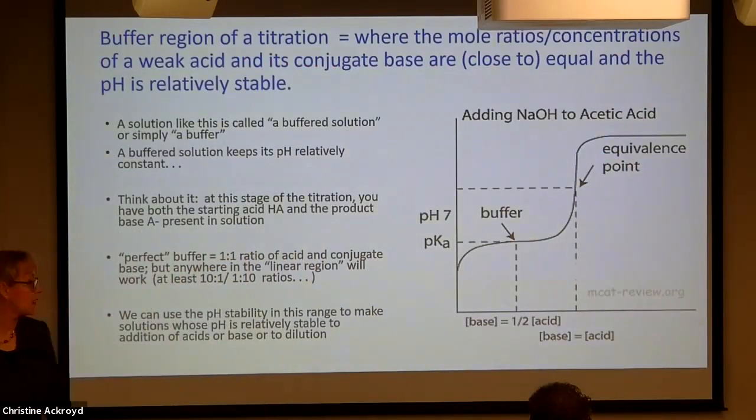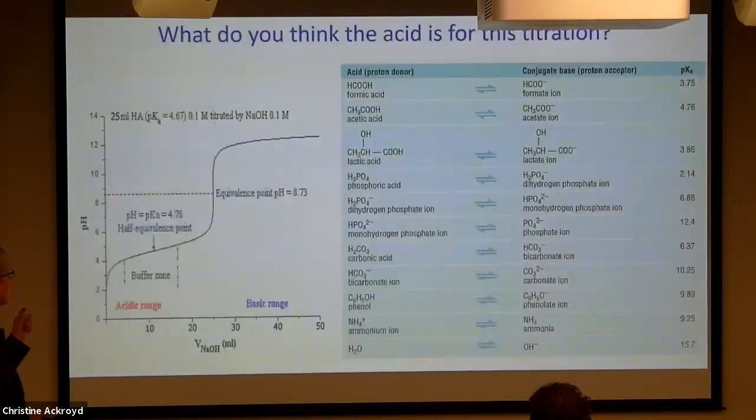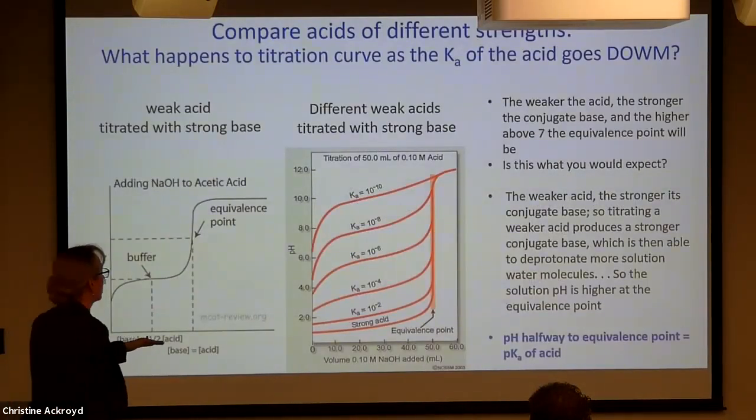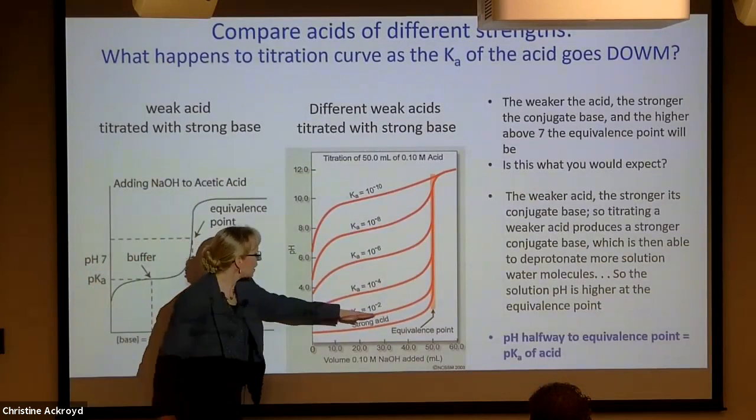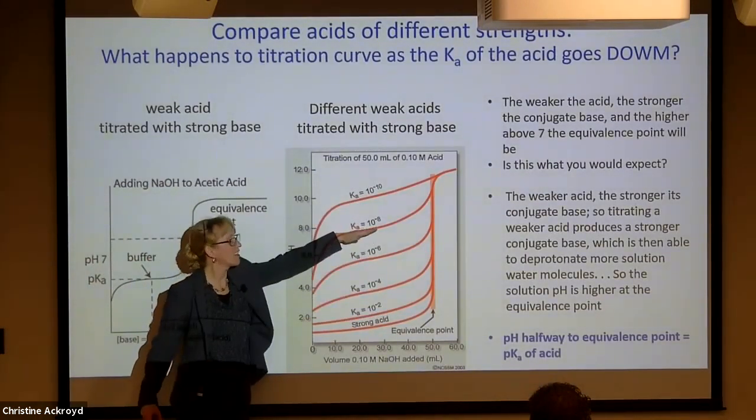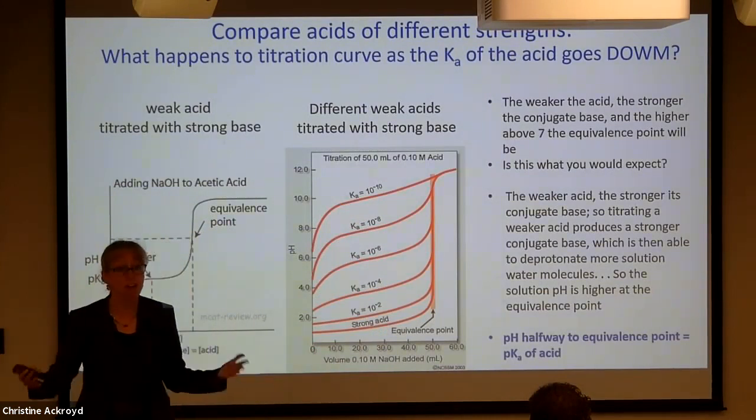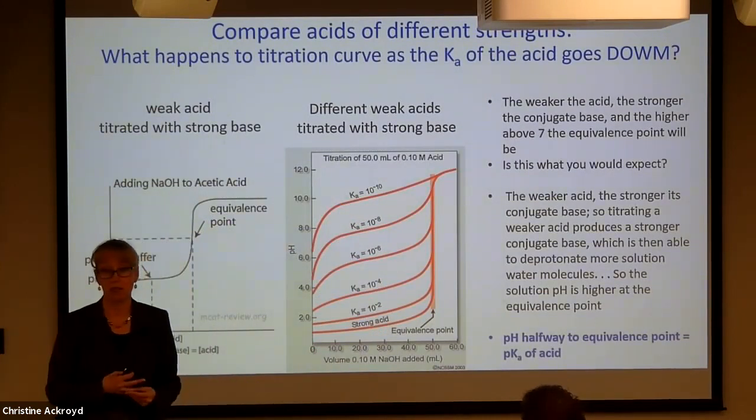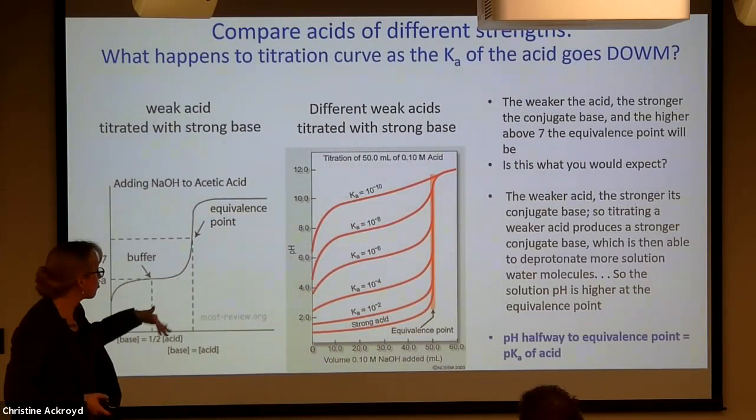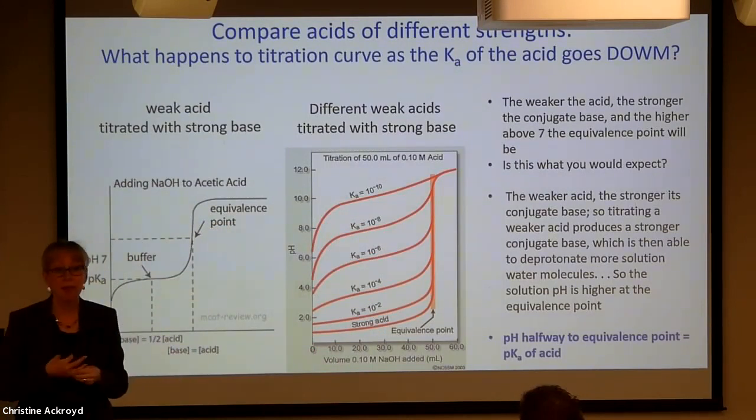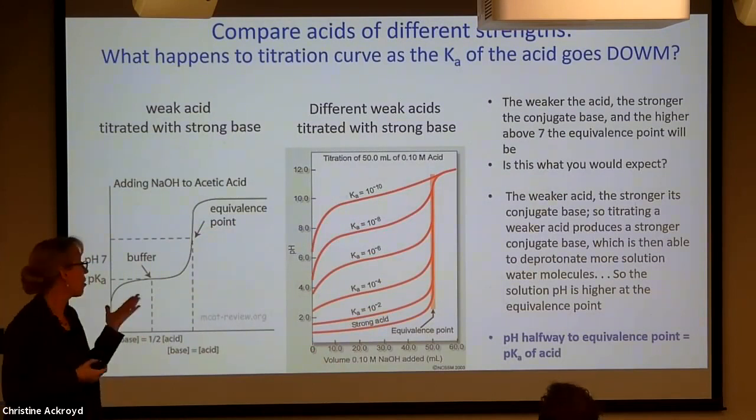Okay. If we go back to this curve, the titration curve has a relatively flat region at a different pH for every acid, right? And the flat region roughly centers around the pKa of the acid. Is that true? Yeah. Okay.